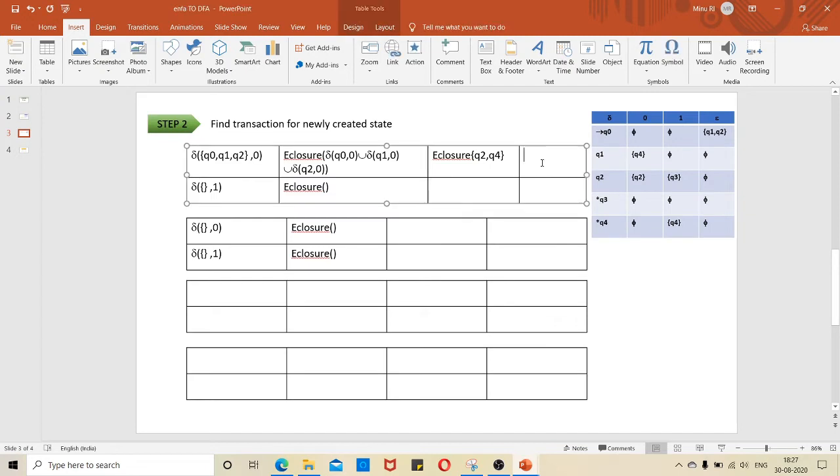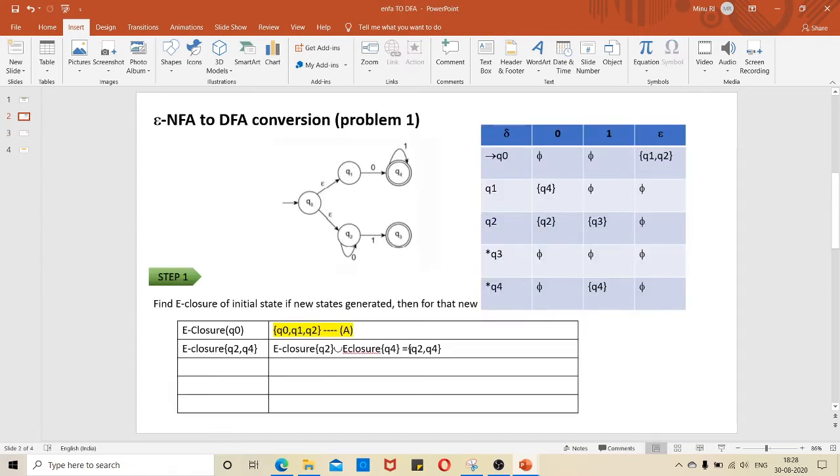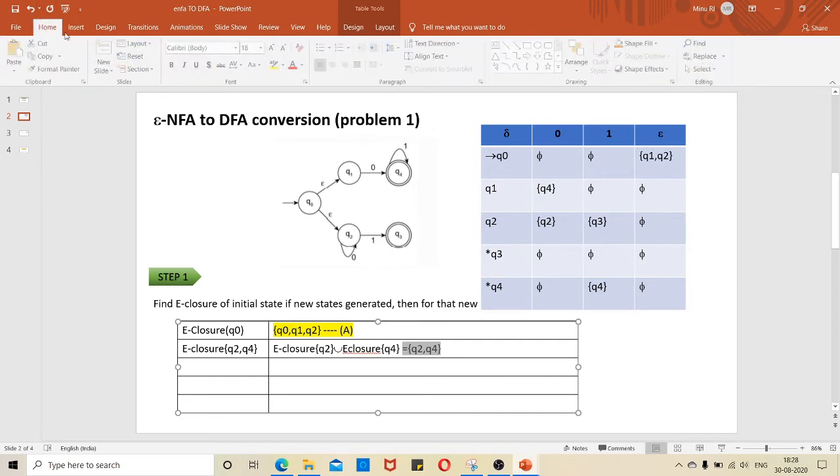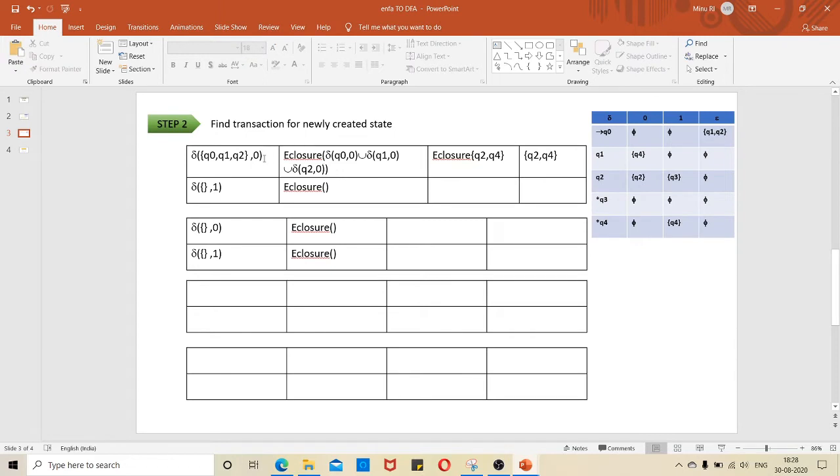So let me write it as Q2, Q4. This is going to be another new state, and let me name it B. Now we won't forget it. So let me make it B. Likewise, for input 0 we have found it for Q0, Q1, Q2.